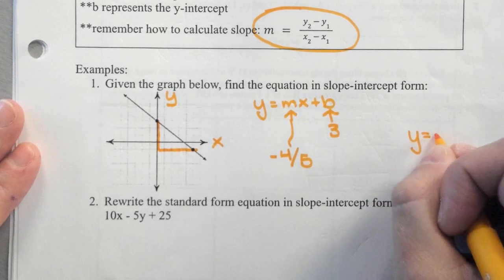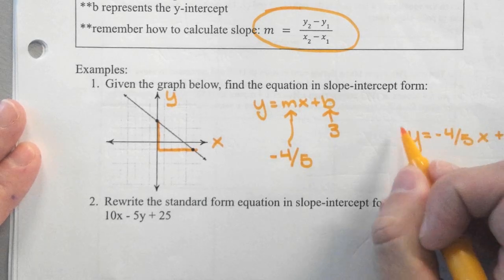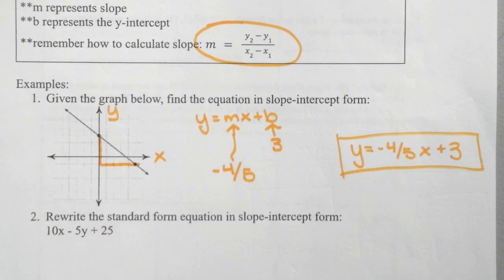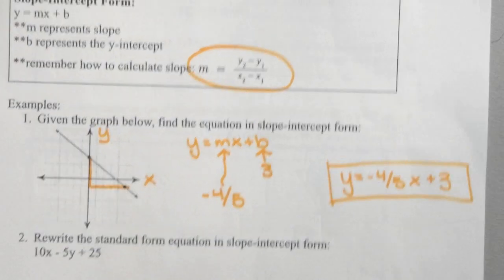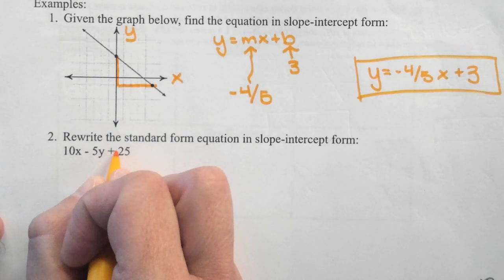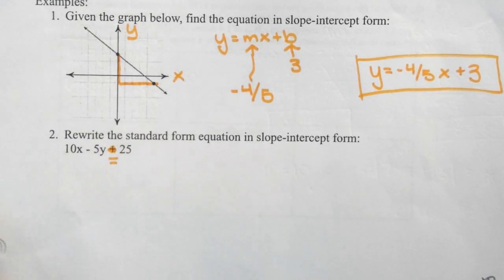Alright, so y equals negative 4/5 x plus 3. Again, fill in for m, fill in for b. That's all you need to do. So sometimes you'll be given a graph. Sometimes you'll be given an equation and asked to switch it into slope-intercept form. So slope-intercept form means we want y all by itself. By the way, this is a typo. This should be an equals, not a plus sign. So switch out that plus sign for an equals.